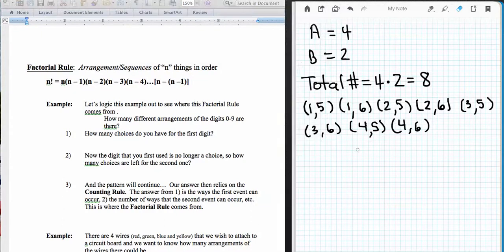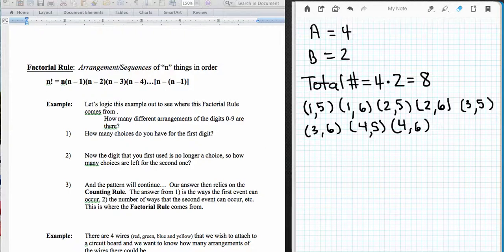Now the next thing that we want to talk about is a factorial rule. Now the factorial rule is based upon arrangements or sequences of n things in a particular order. The factorial rule can actually come from the basis of the counting theory, when we say, okay, once we've used something, then it's gone and we don't have it to choose from. So this is like the idea of sampling without replacement.